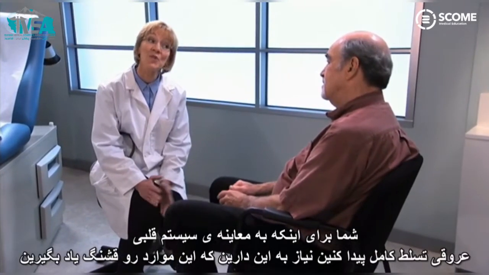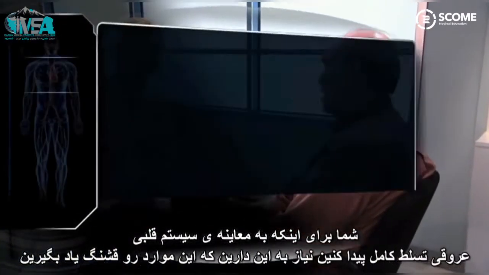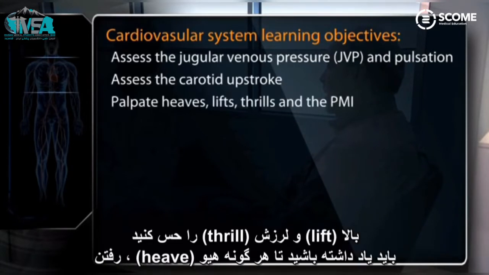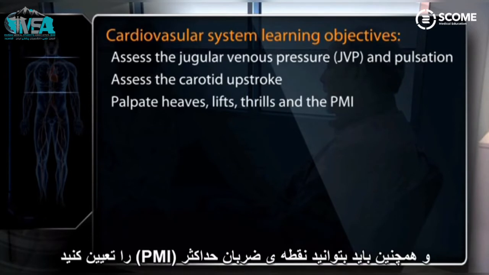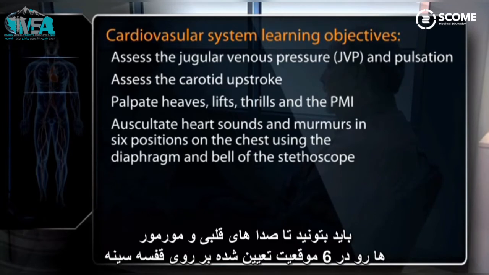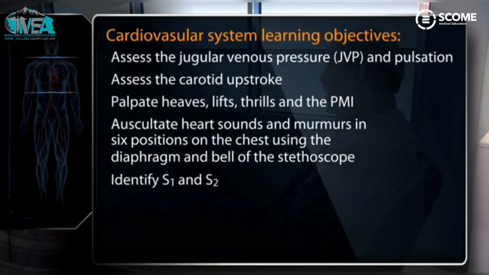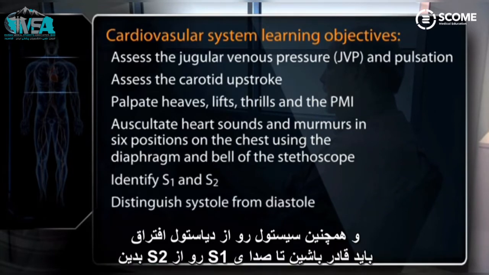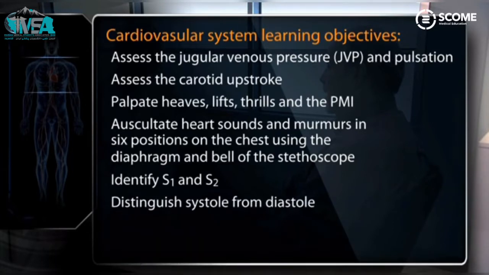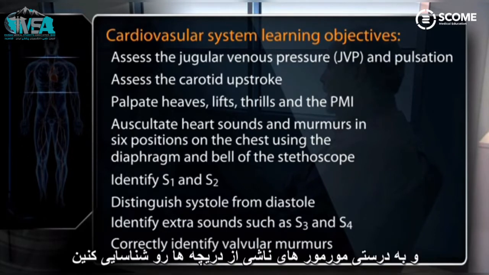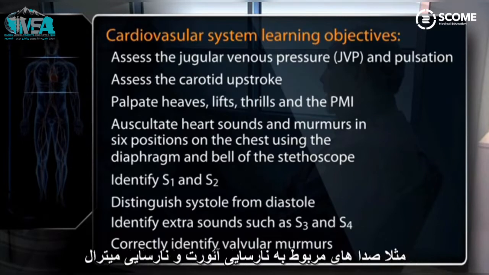Your learning objectives for mastering the cardiovascular system examination are to assess the jugular venous pressure and pulsation and the carotid upstroke, to palpate any heaves, lifts, and thrills, to determine the point of maximal impulse, PMI, to auscultate heart sounds and murmurs in 6 positions on the chest wall using the diaphragm and bell of the stethoscope, to identify S1 from S2 and distinguish systole from diastole, to identify extra sounds such as S3 and S4, and to correctly identify valvular murmurs such as mitral regurgitation and aortic insufficiency.